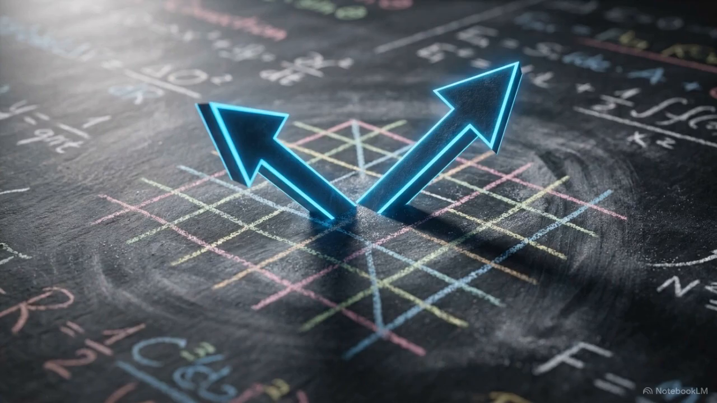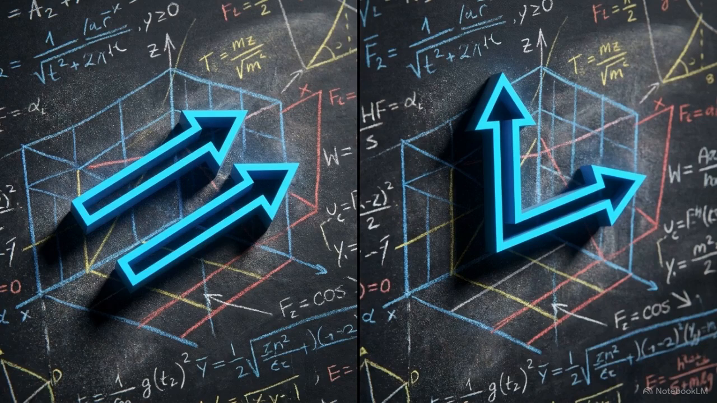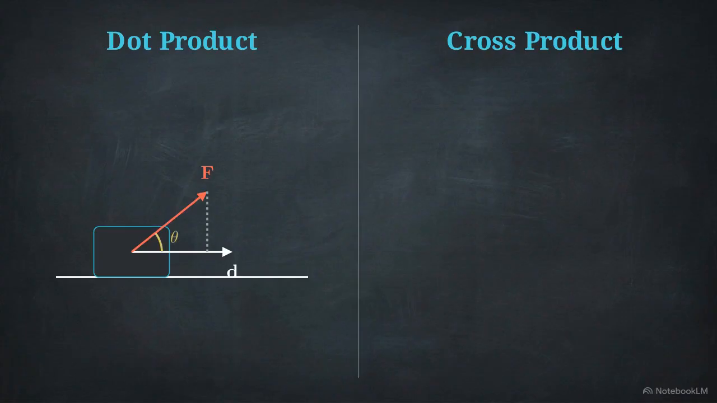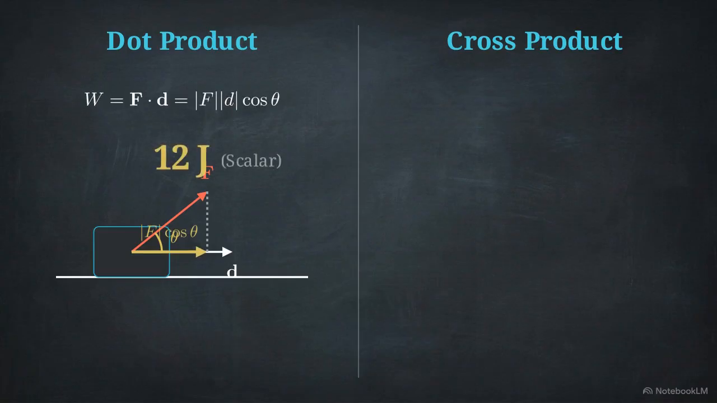Multiplying vectors is entirely dependent on geometry. You get a very different result depending on whether the forces are working together in the same direction or interacting perpendicularly. When calculating work, we use the dot product. This tells us how much of the pulling force is actually acting in the direction of the movement. Because it relies on the cosine of the angle, the result is simply a scalar number, a magnitude with no direction. Torque, however, requires the cross product.